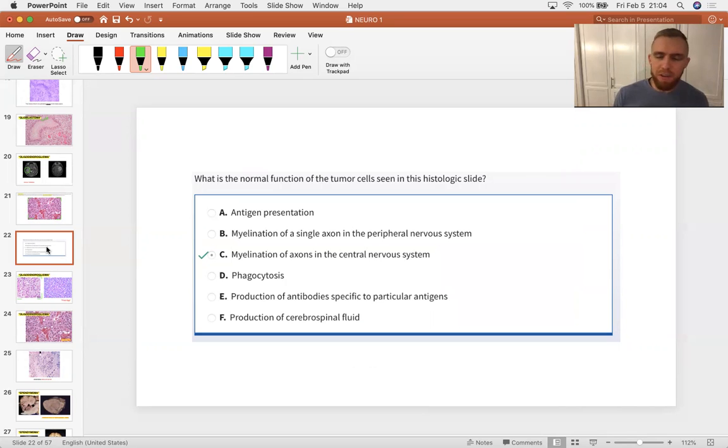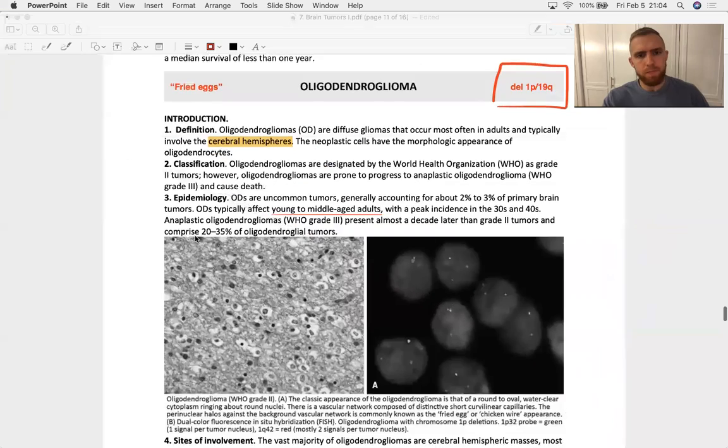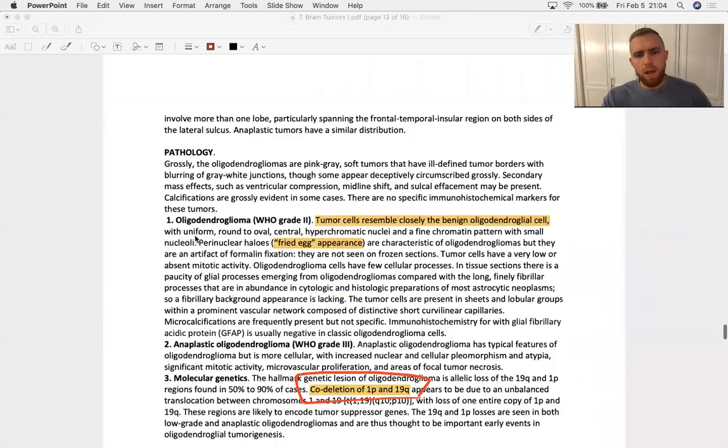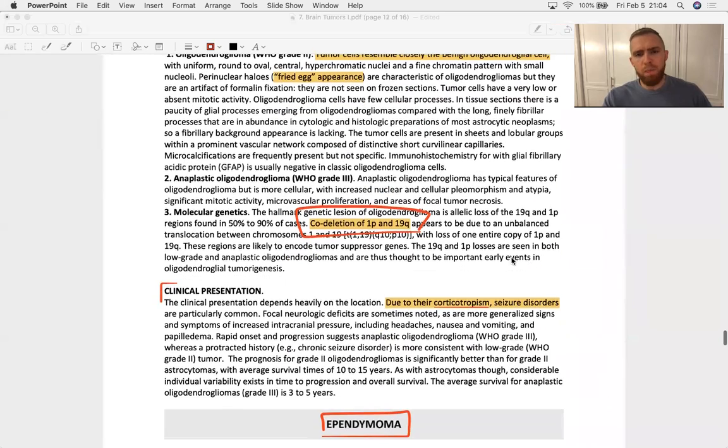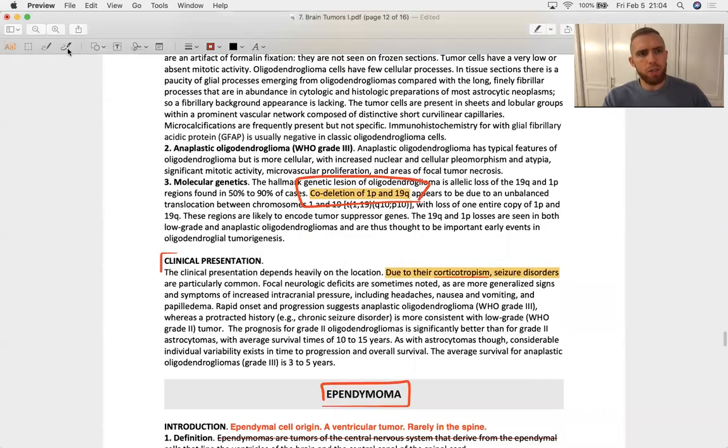And friends, I want to tell you, they can ask this exact question for any brain tumor. So in the case of the oligodendrocyte, what does that do? Well, that myelinates neurons in the central nervous system. So there's your answer. As far as genetics go, co-deletion of 1p and 19q may show up on your test, may not.